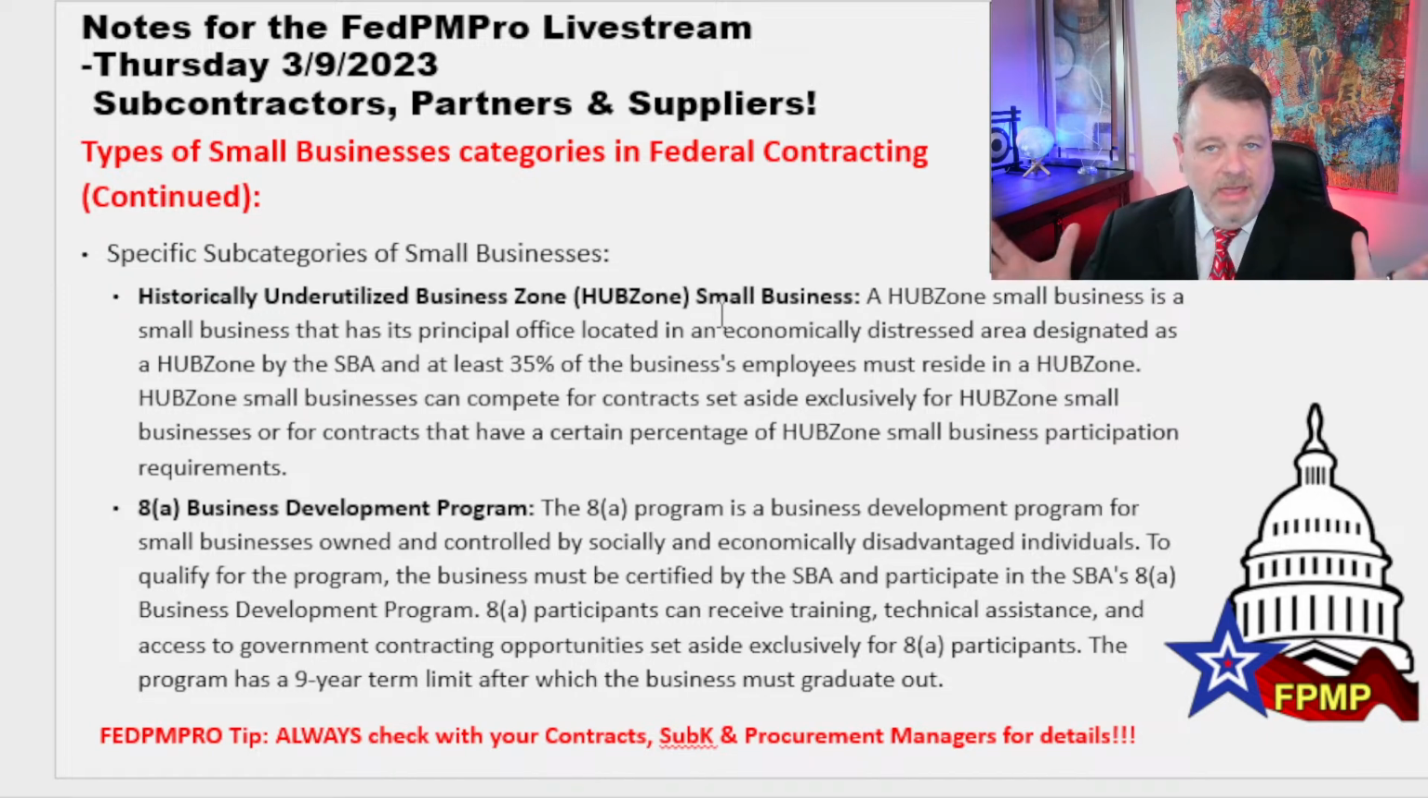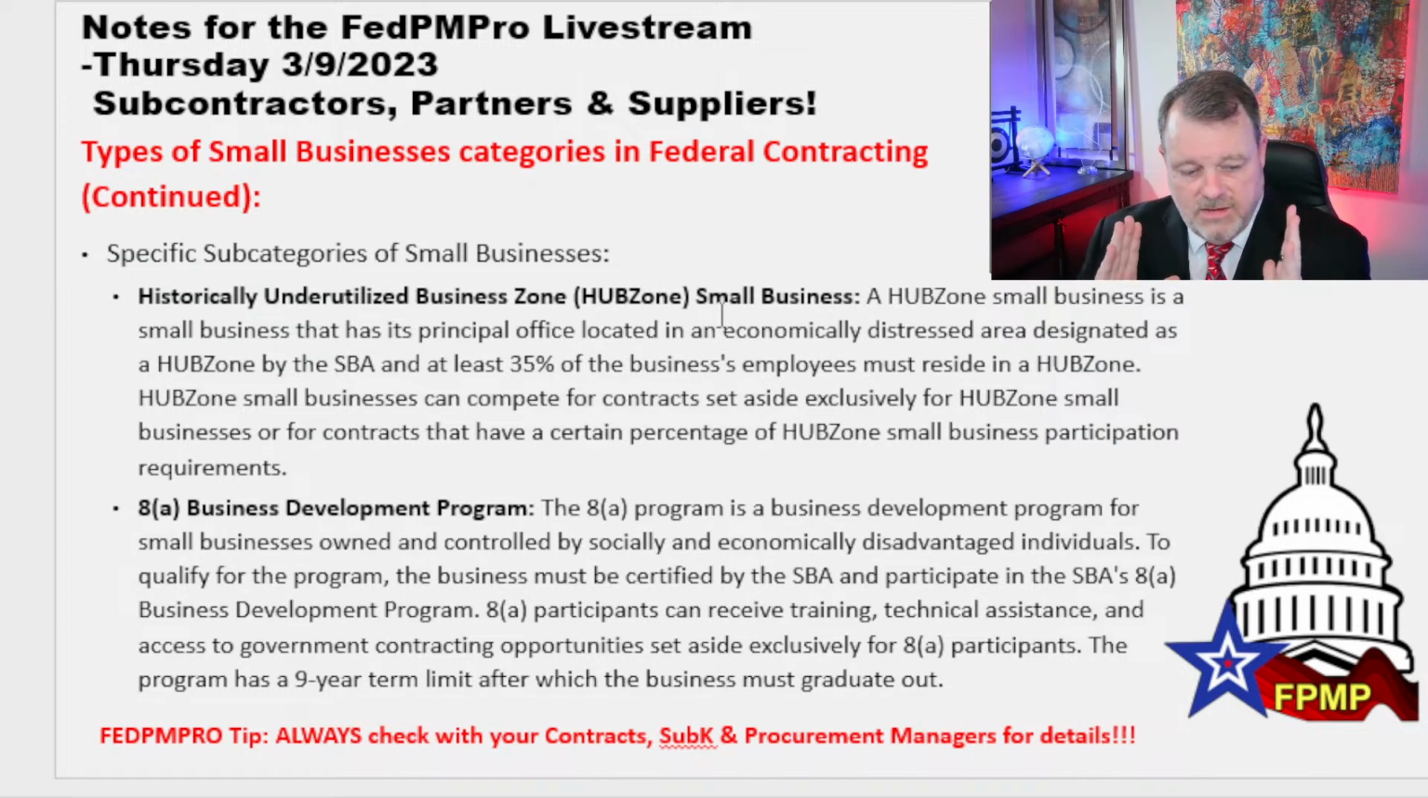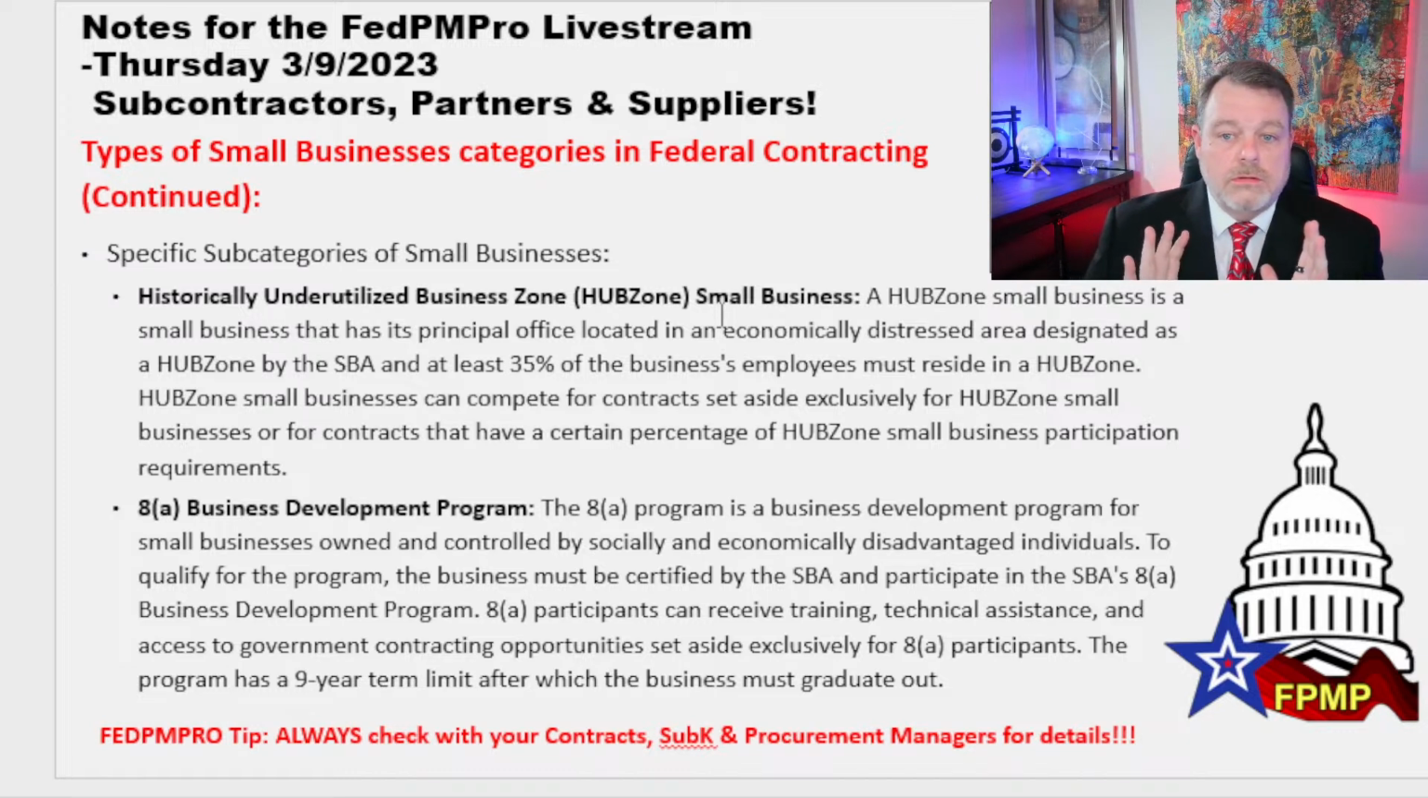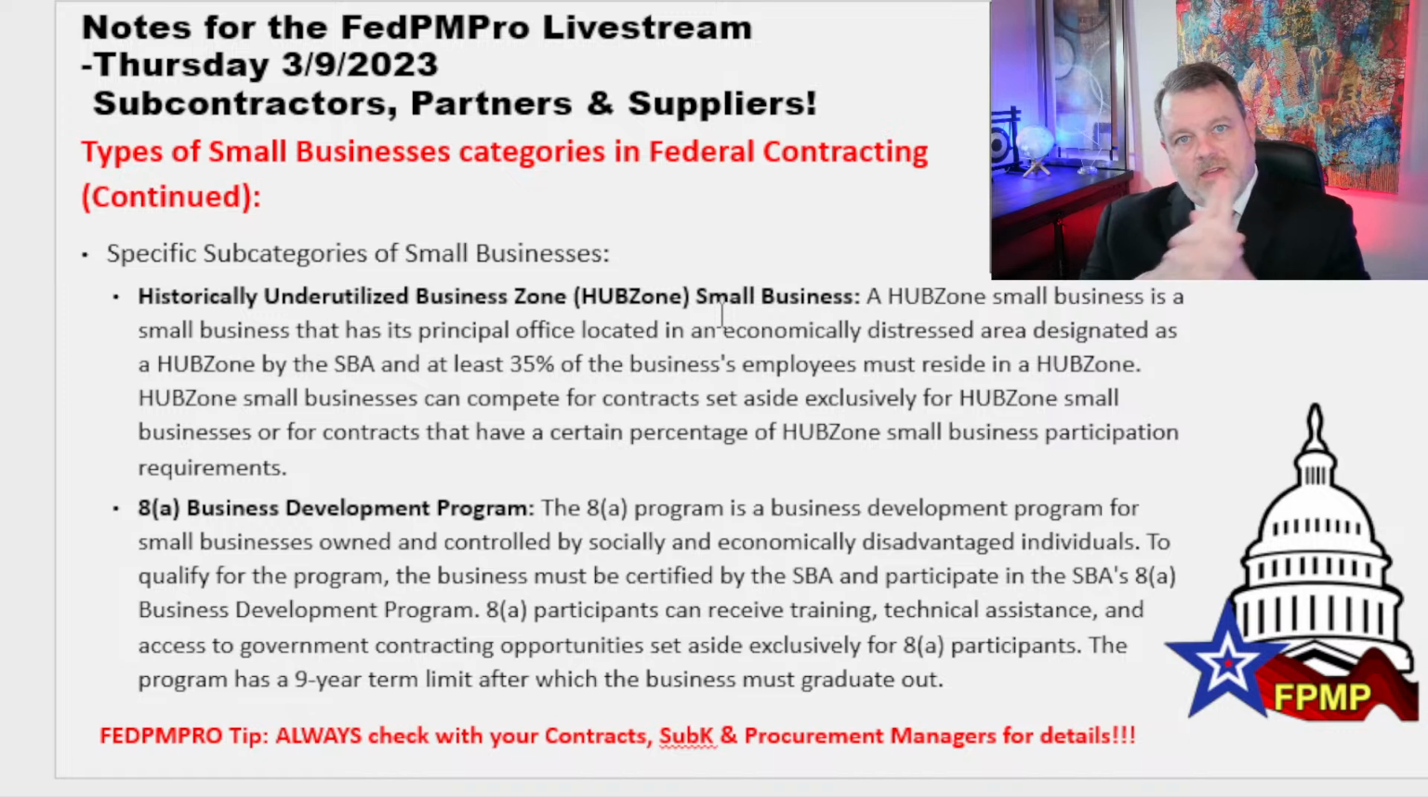And you can also have, again, these small businesses, these 8As, can be subcontractors, suppliers, partners. There can be all kinds of different relationships with these 8As, but a lot of times these opportunities are set aside specifically for them and them alone. So it's always interesting to see how those things work out. So those are the subcategories that fall within small businesses.